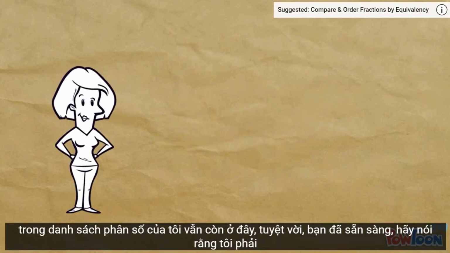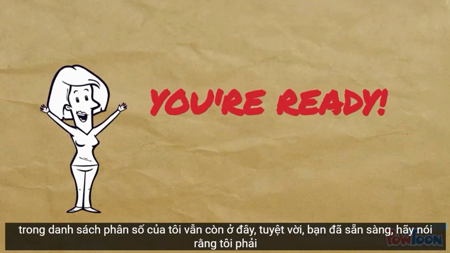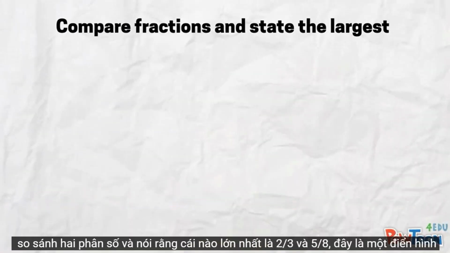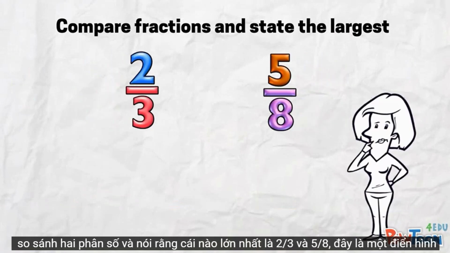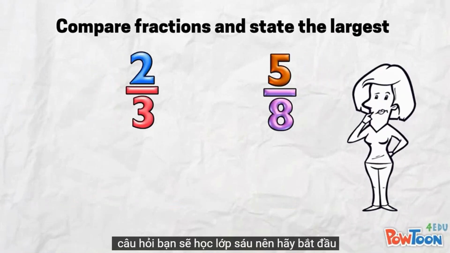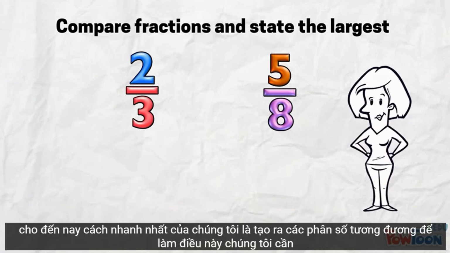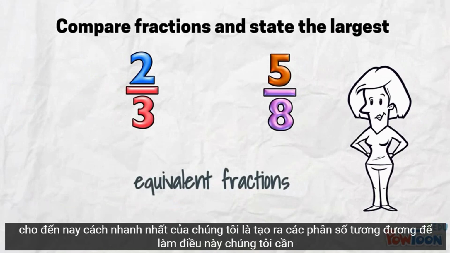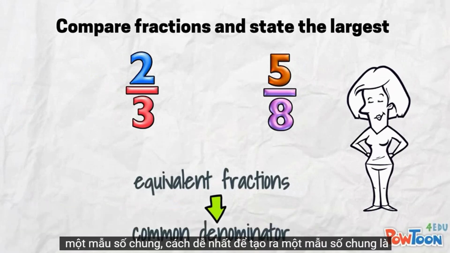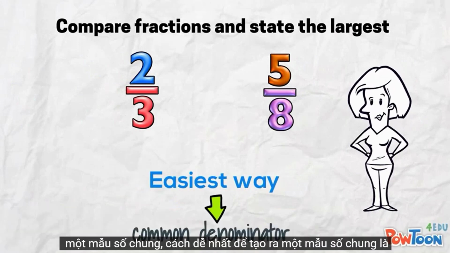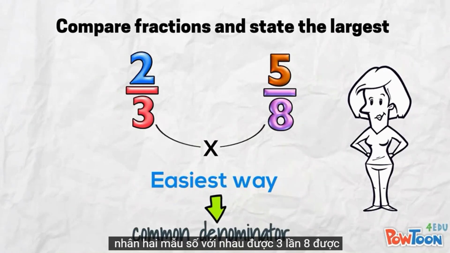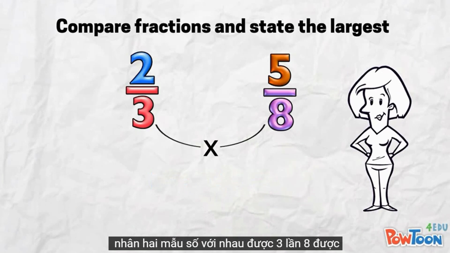Still here? Great, you're ready. Let's say I have to compare two fractions and say which is largest, 2/3 and 5/8. This is a typical question you're going to get in grade 6, so let's go for it. So far, our quickest way has been to make equivalent fractions. To do this, we need a common denominator. The easiest way to make a common denominator is by multiplying the two denominators together, whatever they are.